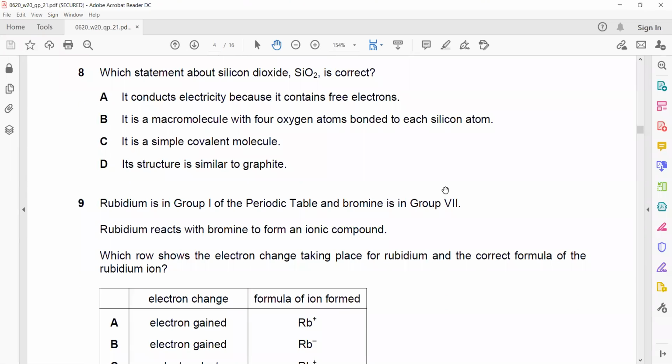Question 8. Which statement about silicon dioxide is correct? Silicon dioxide means sand, silicon(IV) oxide. Which statement is correct? You have to go through or know the properties. It's a non-metal, so it's covalent, but it's a giant covalent structure, silicon(IV) oxide. You should go through the structures: diamond, silicon dioxide, graphite.